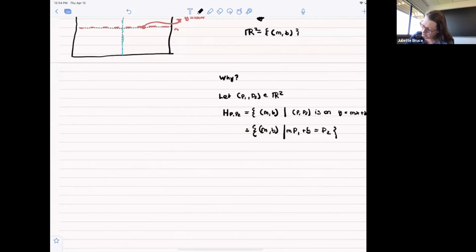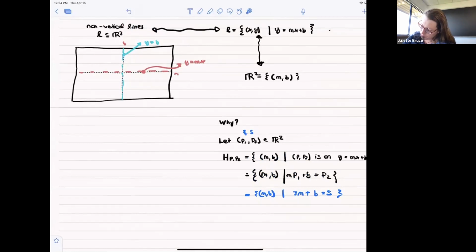To be even more concrete, if I make these numbers 3 and 5, well, this is just the set of (m, b) such that 3m plus b equals 5, which is another way of writing a line in m and b. So the point is this gives me a line. In this case, the set of points that lie here is a line, H P1,P2.